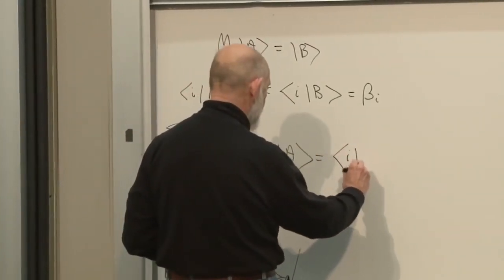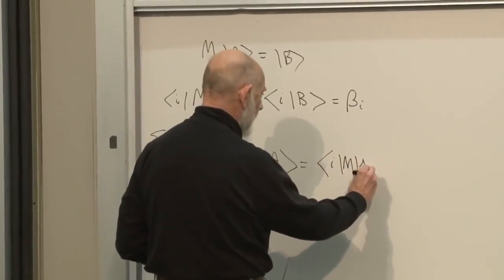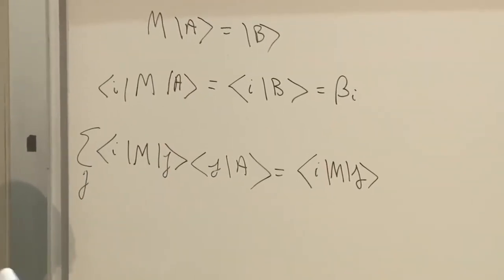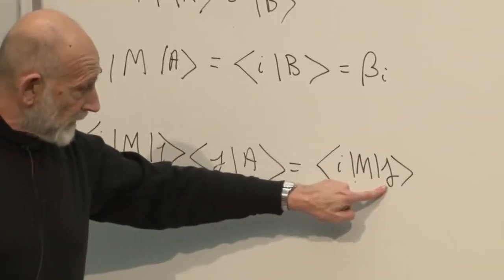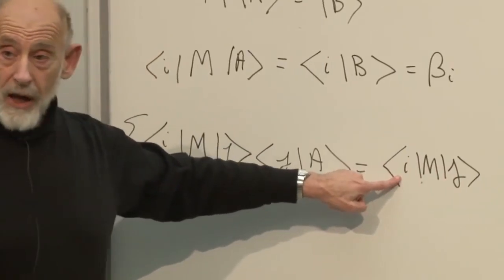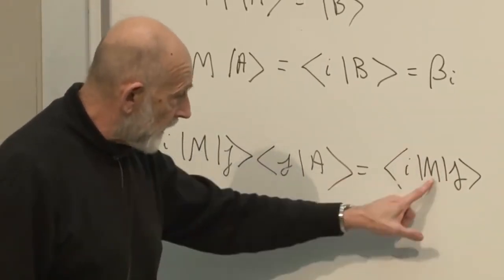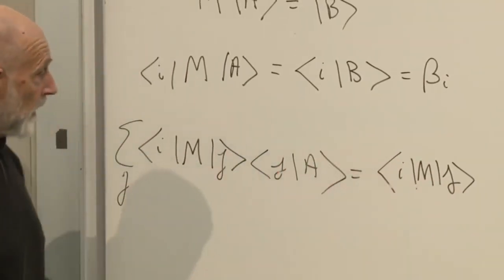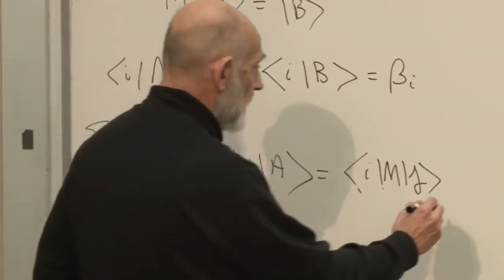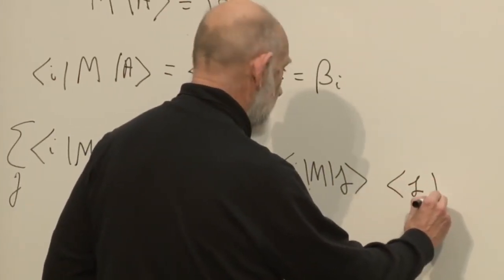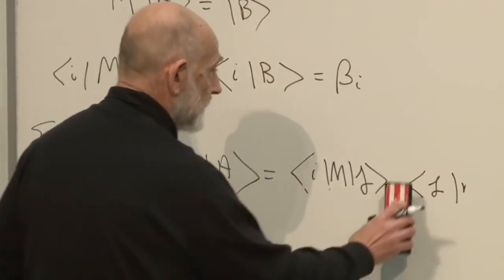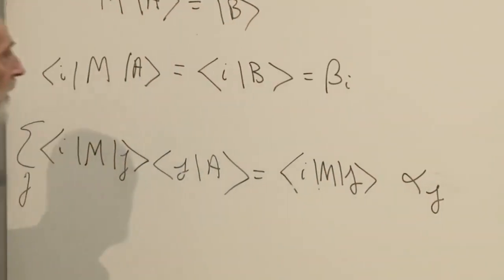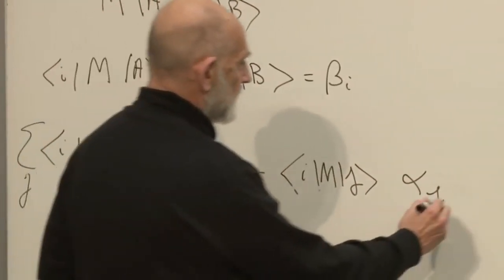This is i, M, j. I'll get to this in a minute, but it's a number. Inner products are numbers. M times j is a vector, and you can take its inner product with i. M times j is a vector, and ket vectors have inner products with basis vectors, times alpha j, and that's equal to beta i.